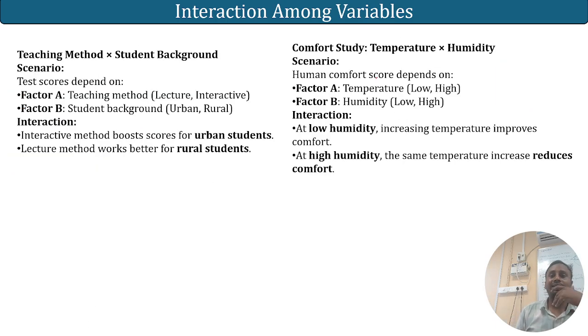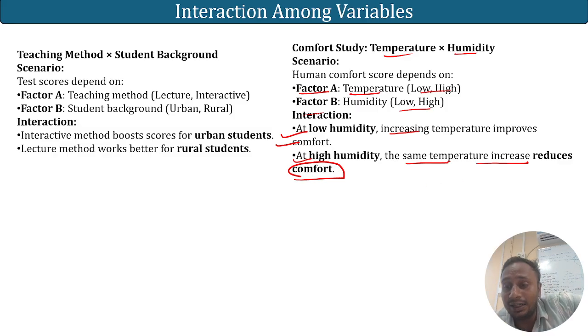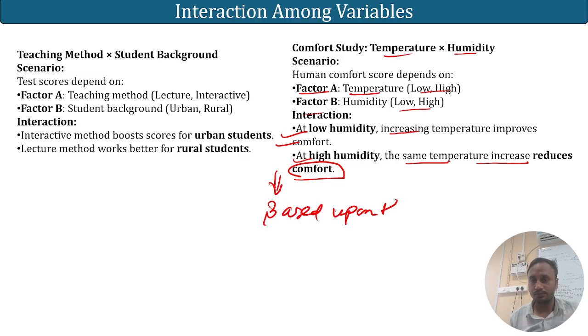If you see the comfort study, temperature and humidity, if you are sitting in the AC, factor A is temperature, high and low. Humidity is low and high. At low humidity, increasing the temperature will improve comfort. At high humidity, the same temperature increase will reduce comfort. So I think the idea of interaction is clear, is it? Yes, sir. So based upon that, we'll go to two-way ANOVA.